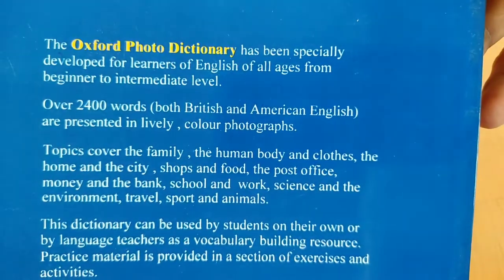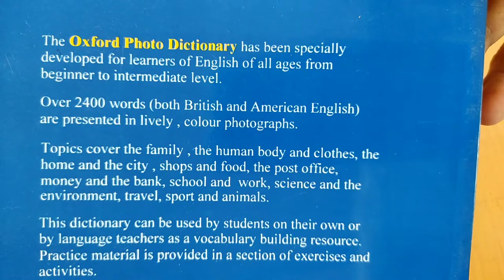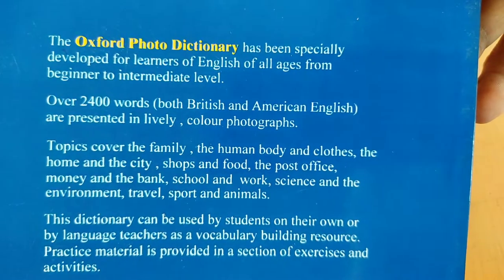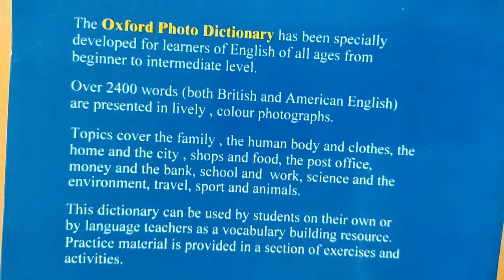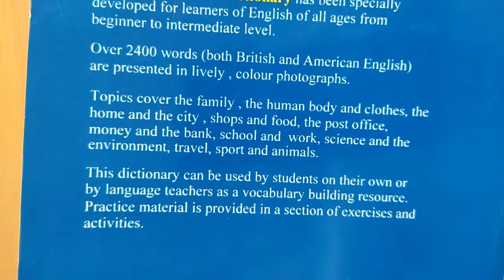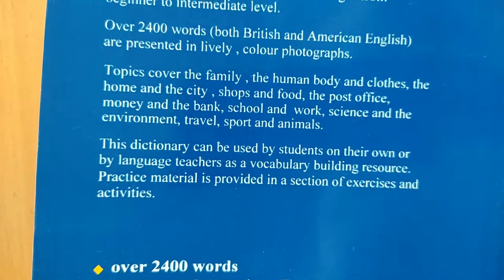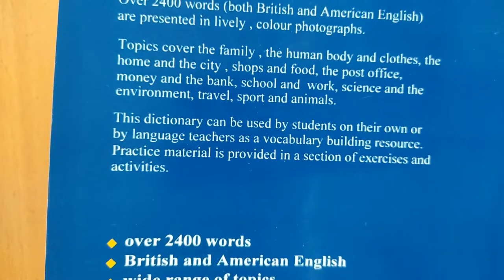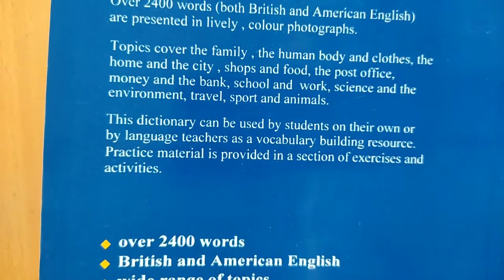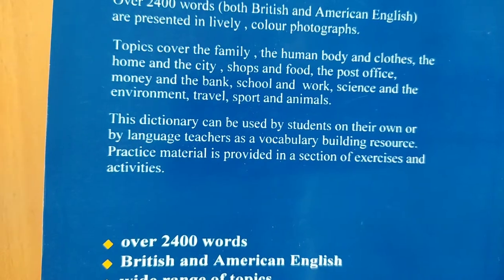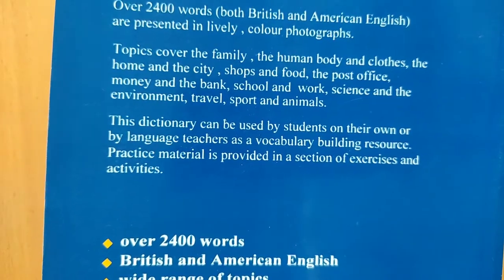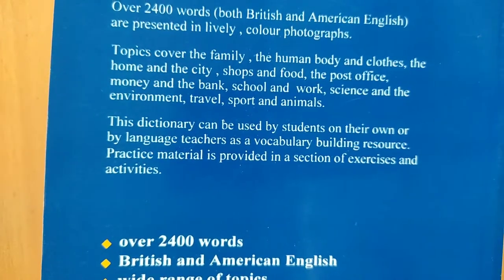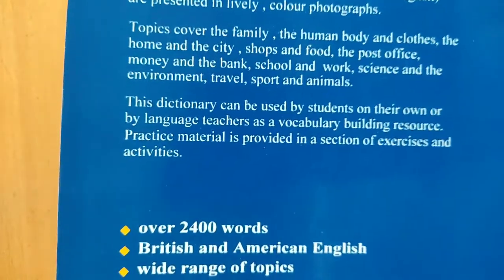The Oxford Photo Dictionary has been especially developed for learners of English of all ages from beginner to intermediate level. Over 2400 words, both British and American English, are presented in lively, colorful photographs. Topics cover the family, the human body and clothes, the home and the city, shops and food, the post office, money and the bank, school and work, science and the environment, travel, sport and animals.